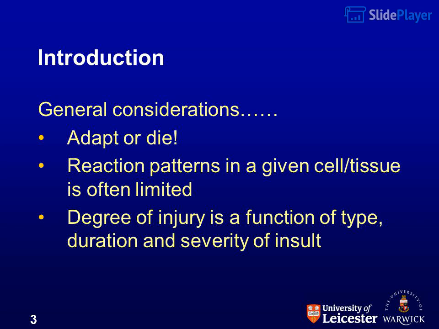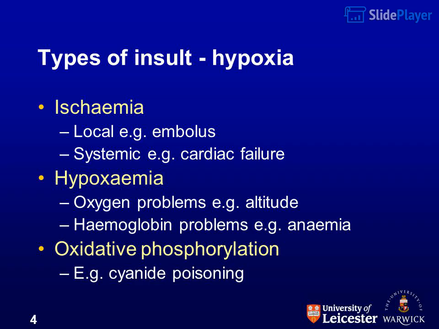Reaction patterns in a given cell/tissue are often limited. Degree of injury is a function of type, duration and severity of insult. Types of insult: hypoxia, ischemia, local, for example embolus, systemic, for example cardiac failure, hypoxemia, oxygen problems, for example altitude, hemoglobin problems, for example anemia, oxidative phosphorylation, for example cyanide poisoning.